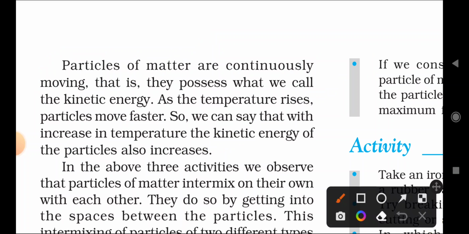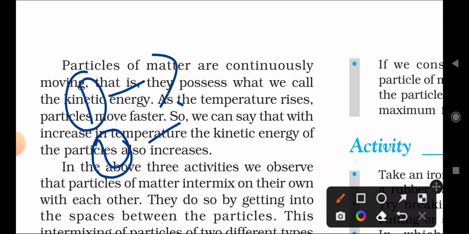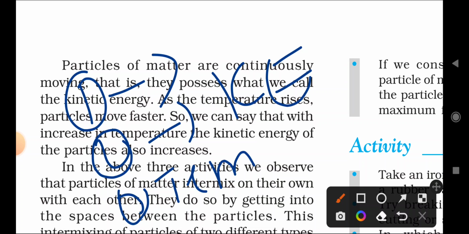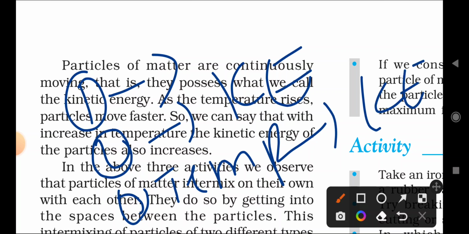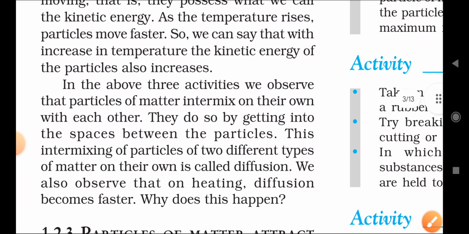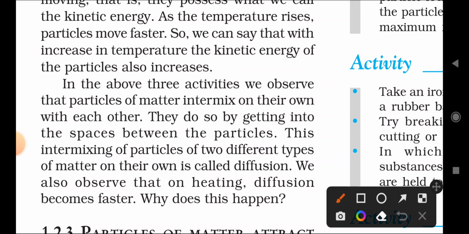First point, what we said, they are continuously moving, right? They are continuously moving, which means they possess which type of energy? Kinetic energy. So as temperature increases, kinetic energy also increases. Kinetic energy increases means the particles move fast. This is the simple topic from this activity.